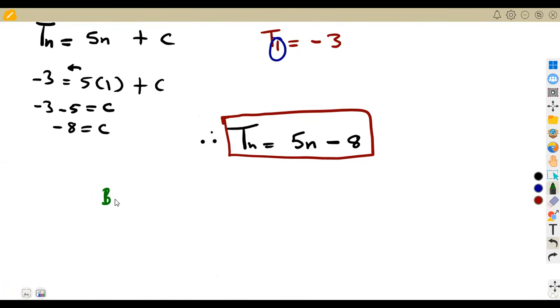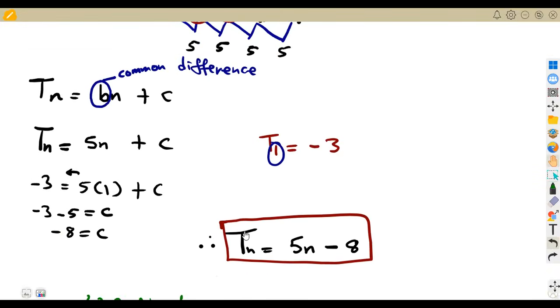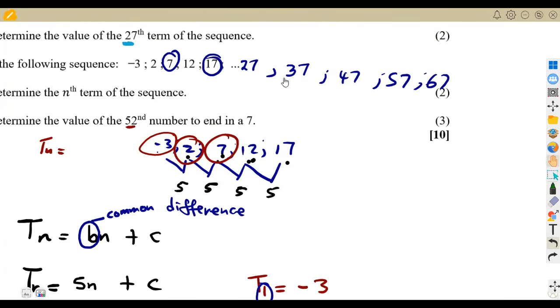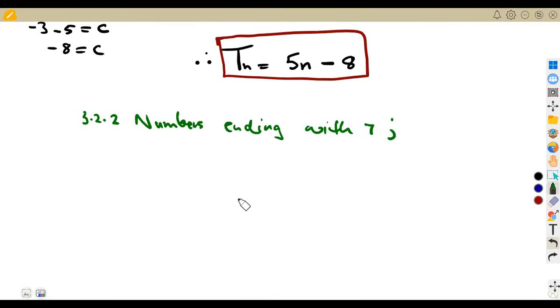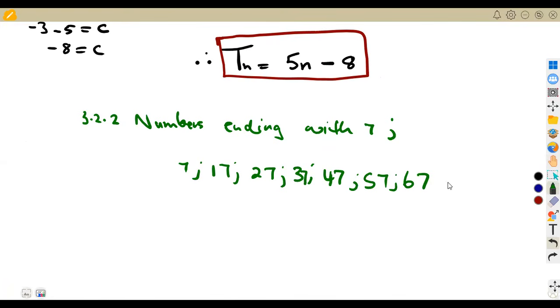Numbers, all right? I want you to be very, very clear here: numbers ending with 7. So the numbers ending with 7, according to this sequence that we have, are going to be like that: 7, 17, 27, 37, 47, 57, 67, and so on and so on. These are the numbers that are ending with a 7.